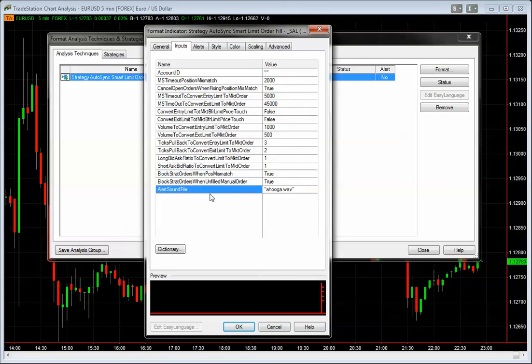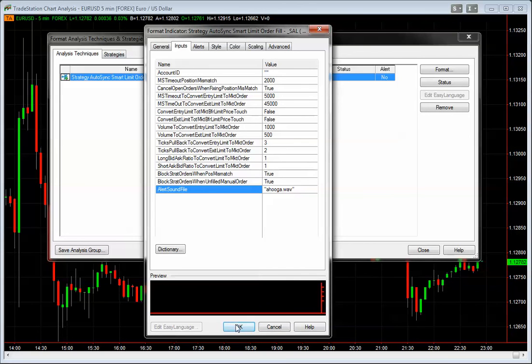Lastly is the alert sound file. This is a sound that's made like when the strategy is restarting due to position mismatch or other events. And these files, I believe, are found either in the program or the My Work folder in TradeStation. And there's a variety of them there, and I just chose the ahuga.wave file. And of course, you can create your own sound files. So that is the inputs and the possible settings.